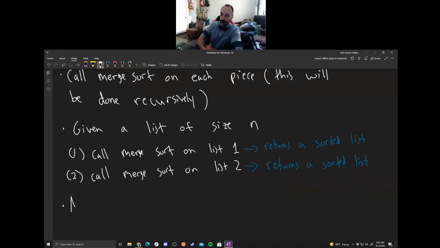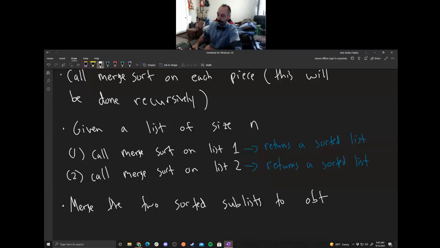And once we have that, we're going to merge the two sorted sublists to obtain one sorted list. And that's basically it. That really is merge sort.